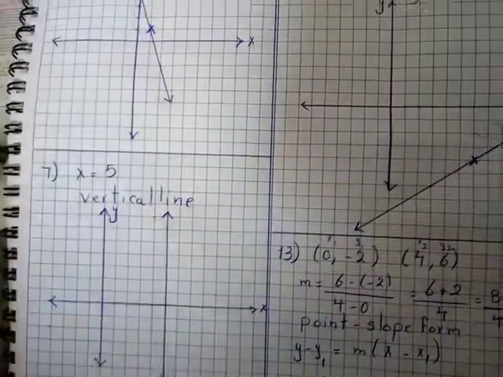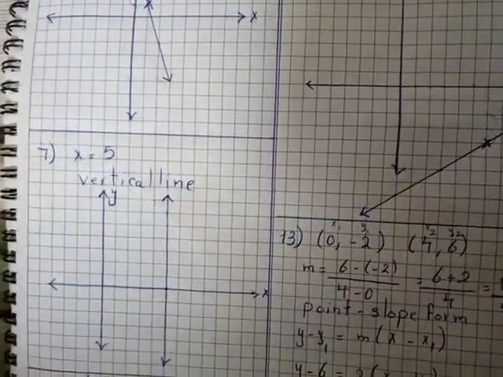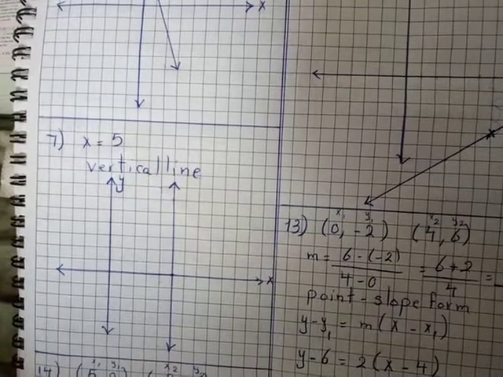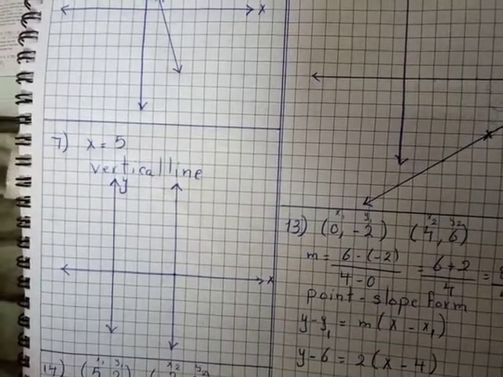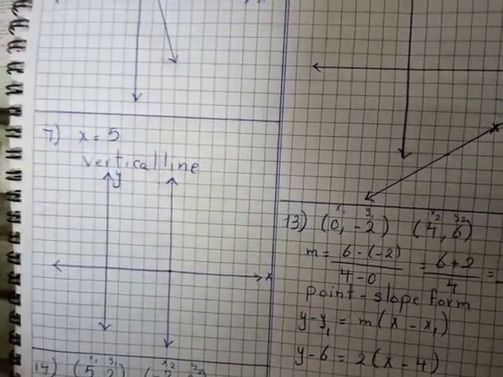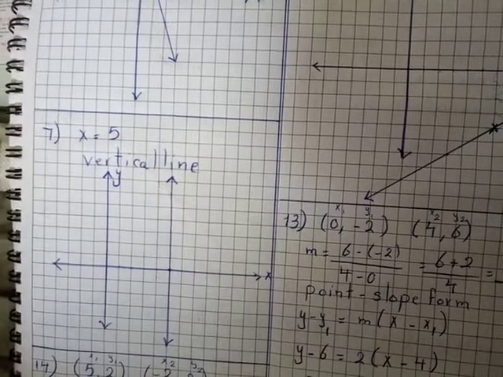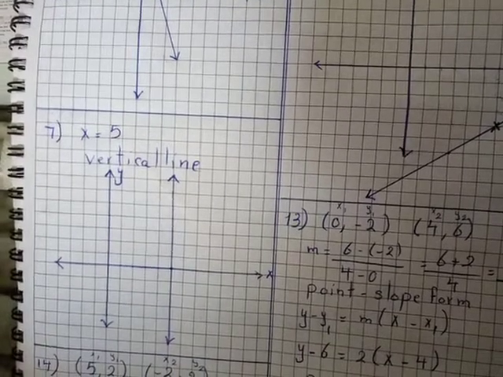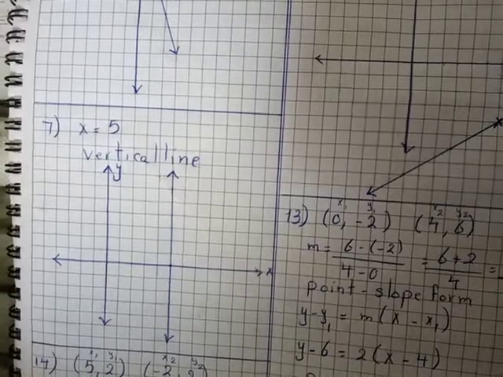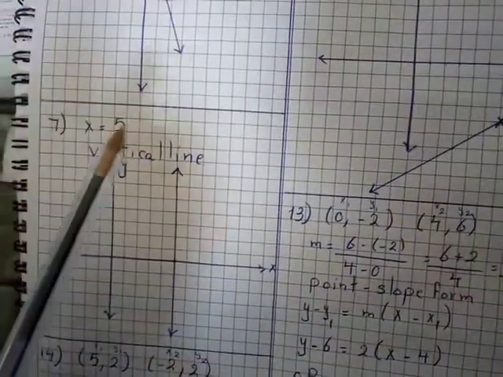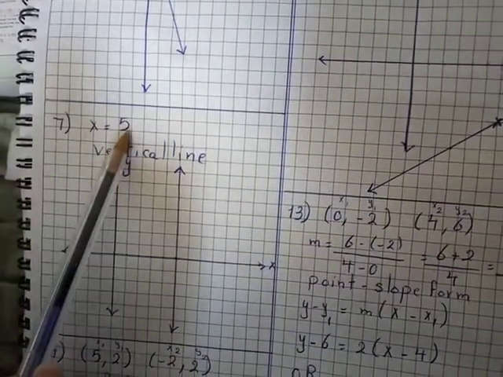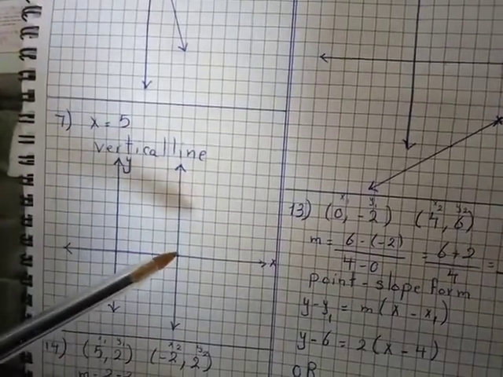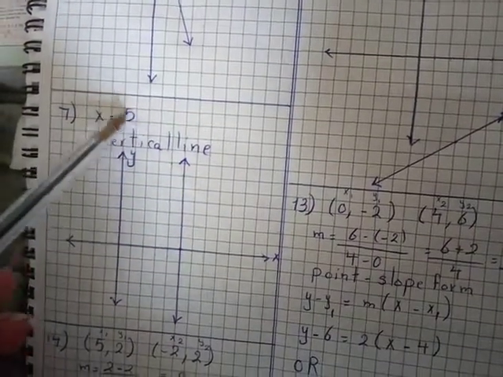Understood? Number 7. X equal 5. X equal 5. So the line will be, excellent, a vertical line. If it's y equal a number, the line will be a horizontal line. And from here, x equal 5. What is the x-intercept? The x-intercept is 5.